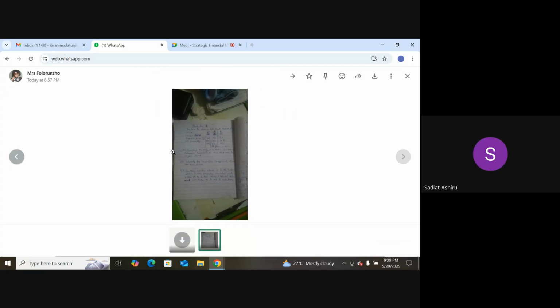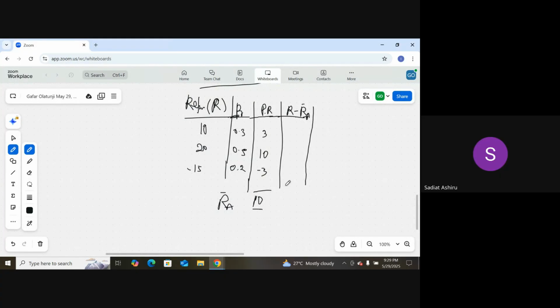Requirement A: calculate expected return. In requirement A, they are talking about expected return and volatility. Volatility is the standard deviation. We've done expected return, then the volatility is that standard deviation. So that is where you can now proceed.